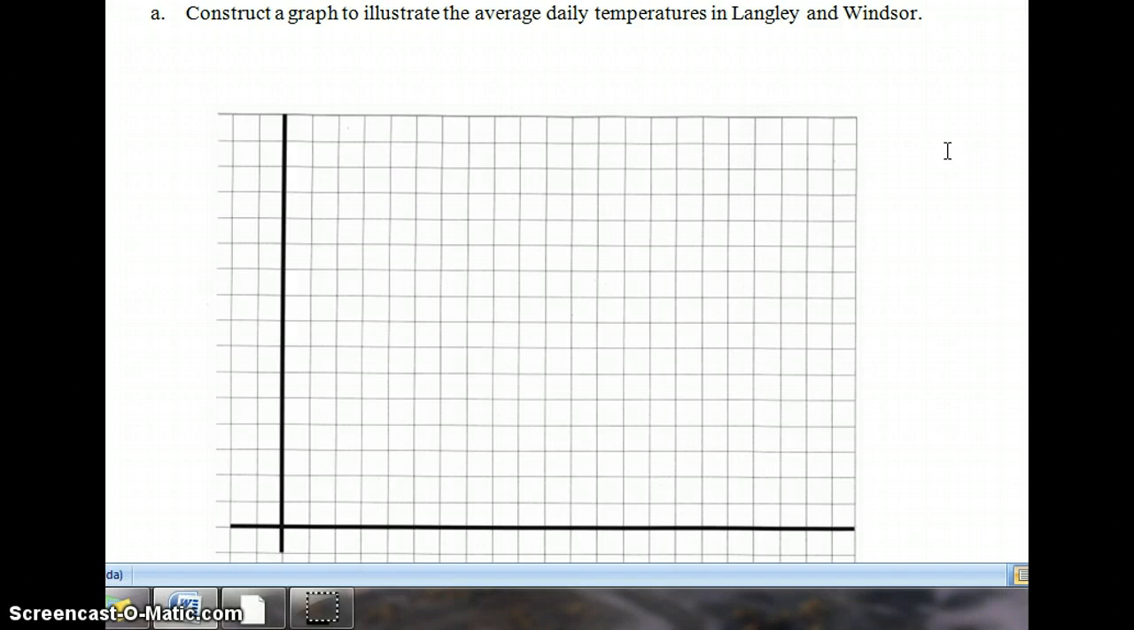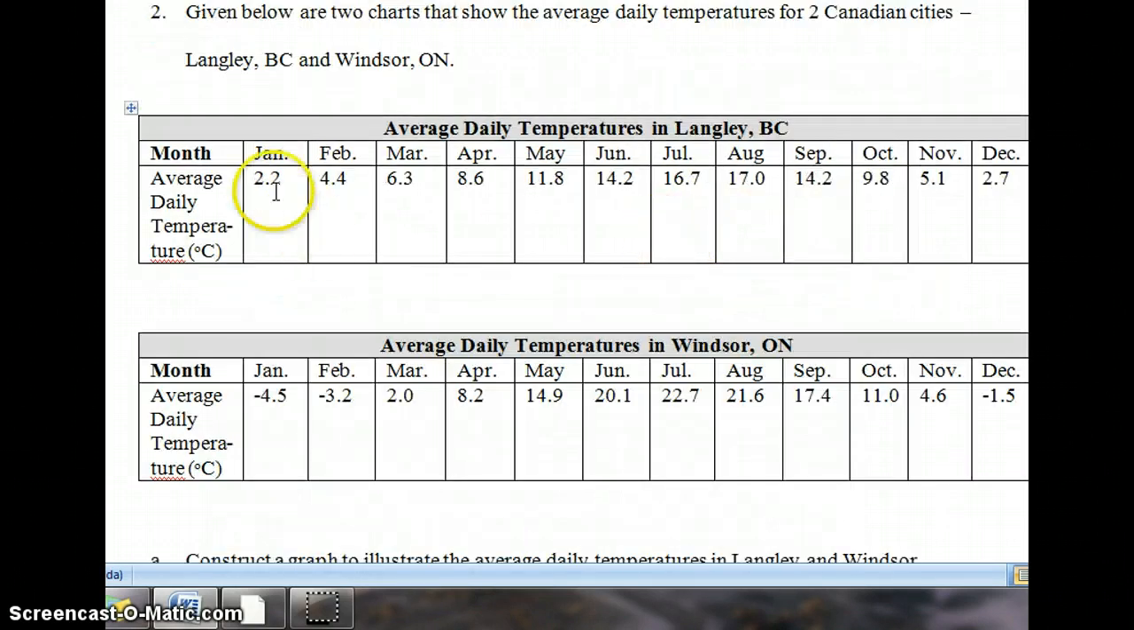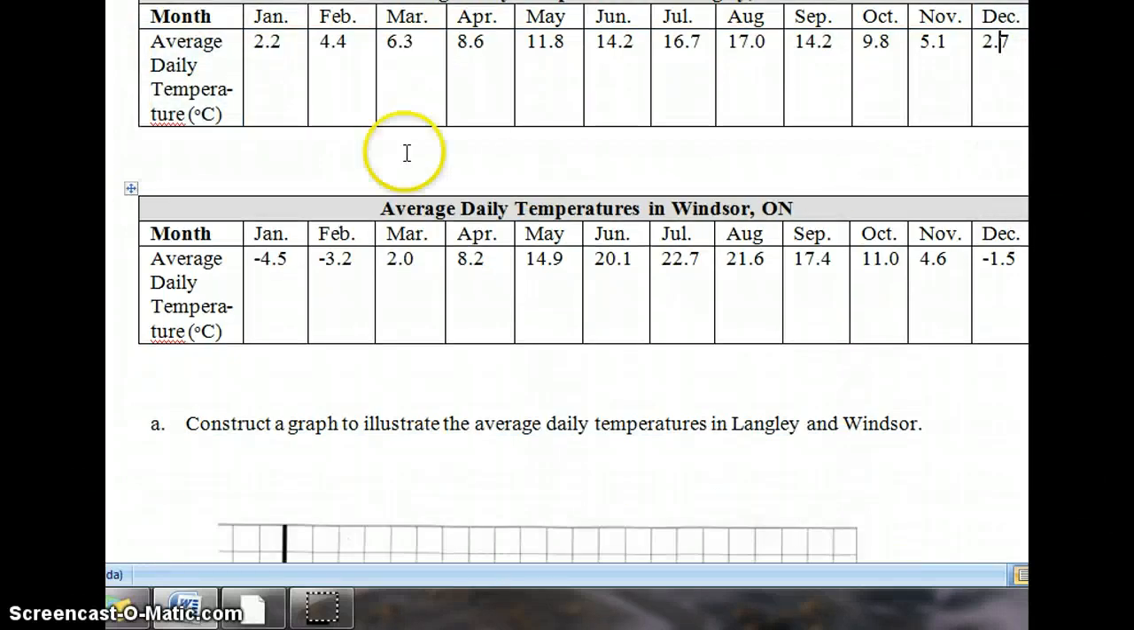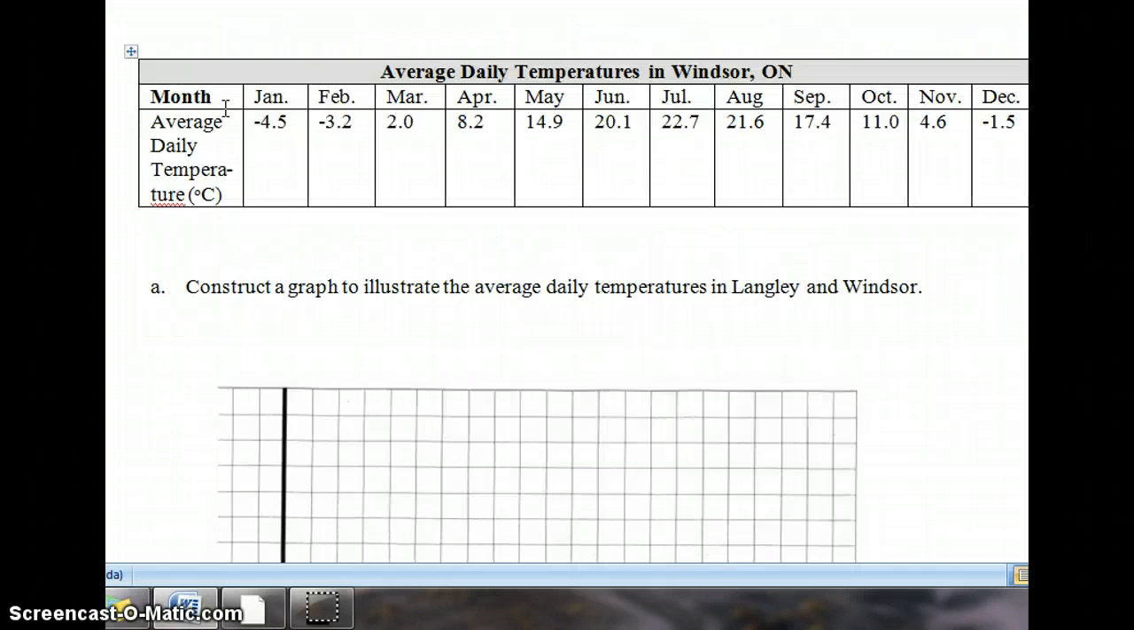So I'll give you a hint here. The month is your x-axis. Your y-axis will be the average daily temperature, which I'd be fine if you just labeled it as temperature in degrees Celsius. It's important to label the degrees because someone outside of this classroom looking at your work could say, oh, they're working in Fahrenheit. So make sure you include that.